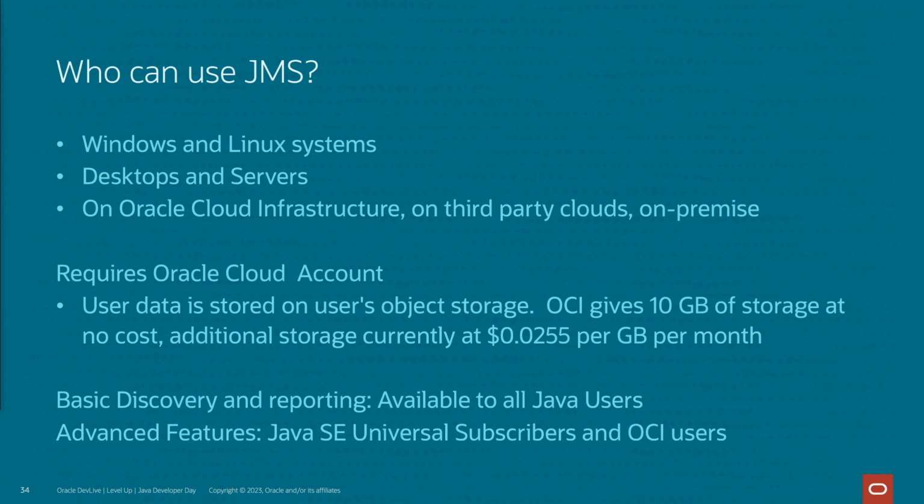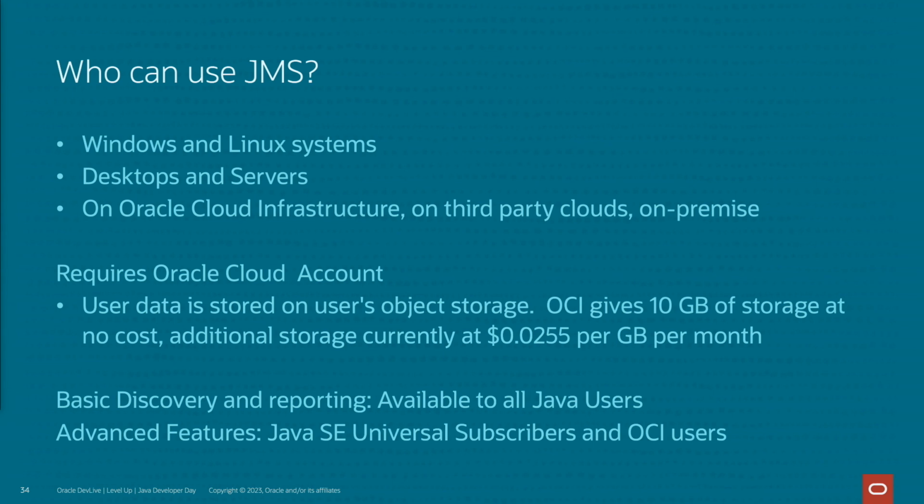You will need to get an Oracle Cloud account, because you're going to have to log in and see all of these reports somewhere. Now, when you get that Oracle Cloud account, Oracle will give you 10 gigabytes of always free storage. In most cases, if you're using basic discovery, that should be plenty. JMS will save the data for about 6 months, I believe, and you will not need more than that. So you shouldn't have to pay for anything.